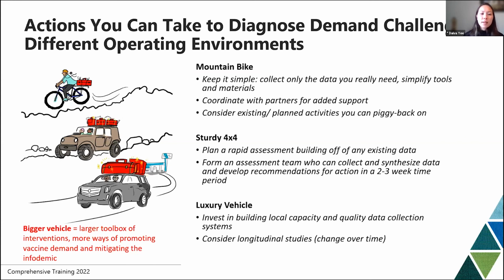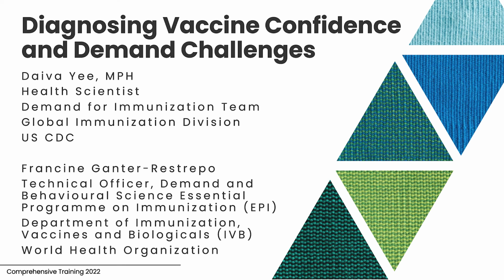And then if you want to get a little bit more heavy, a sturdier 4x4, you might want to think about planning a rapid assessment and building off any existing data that's available to you. Form an assessment team who can collect and synthesize data very rapidly in a 2 to 3 week timeline, maybe. And then finally, the luxury vehicle option is to invest in building local capacity. So this is where you're wanting to create a sustainable system where they're collecting data over time, maybe a longitudinal study where you can see some of that change over time. All right, so we are now moving on to our group activity.